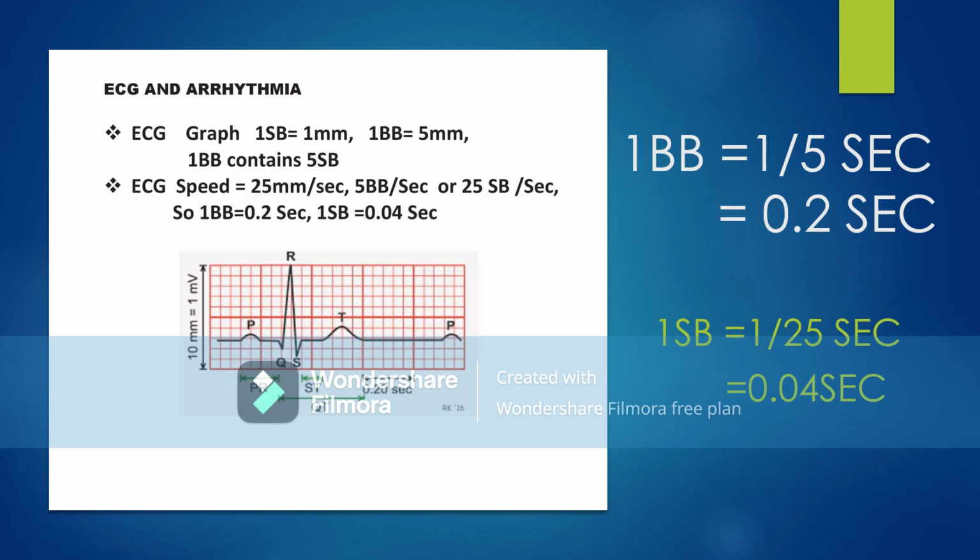That means 5 big boxes will be moving per second, or 25 small boxes will be moving per second. So, one big box denotes 1 by 5 seconds, that means 0.2 seconds. In the same way, one small box denotes 1 by 25 seconds, or 0.04 seconds.